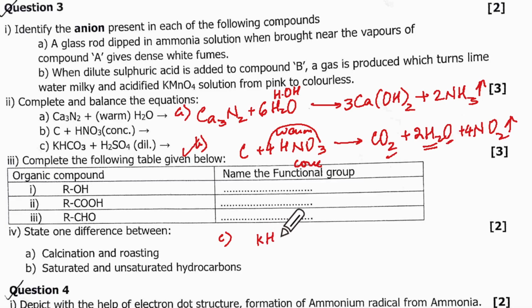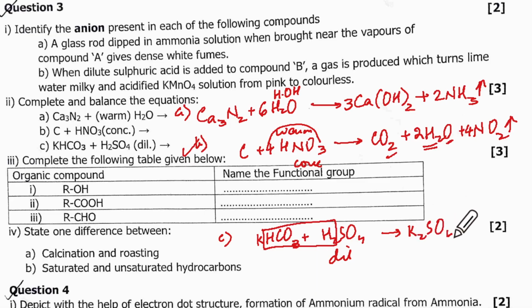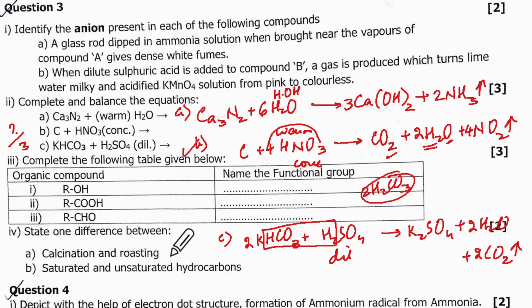C. KHCO3 plus dilute H2SO4. Dilute, it will have this type of reaction. K will take SO4, it will give you K2SO4. So I will write here 2, then 2HCO3 and 2H means there are 2 H2CO3s, which means you will have 2 H2O and 2 CO2 up arrow. Now write over here, out of 3 how many you would get.